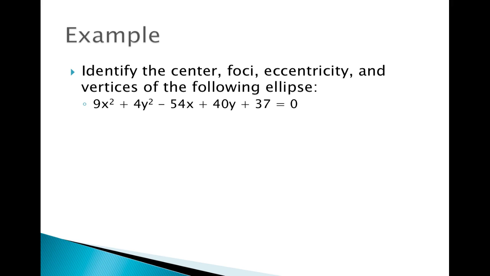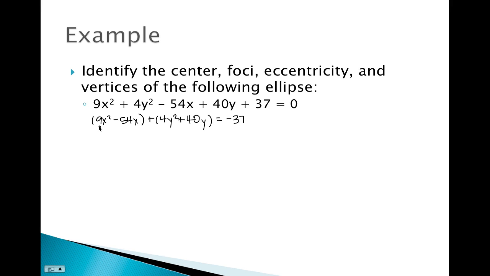Lots of fun, right? All right, so let's first go ahead and combine like terms, because remember, we want to get this equation into the standard form. So the way that we're going to do that is combining like terms, and then we'll complete the square. So we have 9x squared minus 54x plus 4y squared plus 40y. And we're going to move the 37 over to the other side, so we have negative 37, because remember, we want our equation to eventually equal 1.